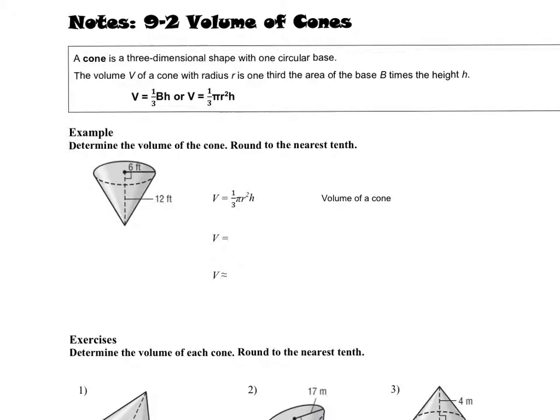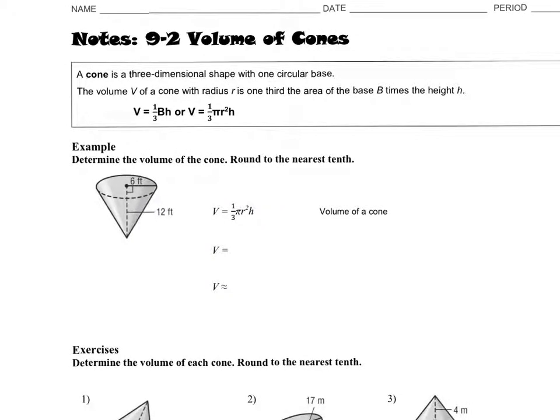So we're going to talk about volume of cones. A cone is a three-dimensional shape with a circular base and it goes up to a point. Remember yesterday, it's just like the pyramid formula we did before. A cone is kind of like a pyramid, because it's shaped like a pyramid.